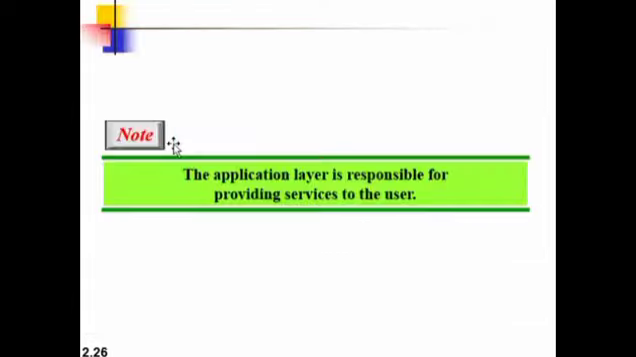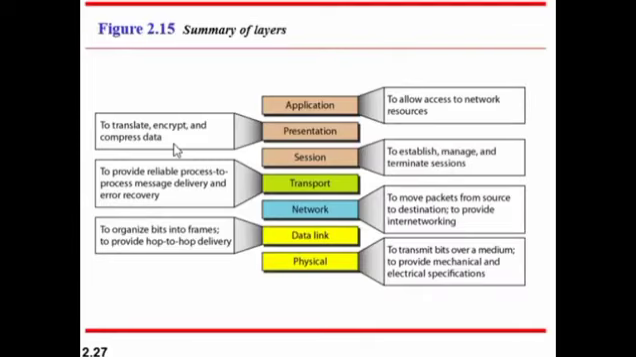So this is the summary of the functions of all the layers, we should say. The application layer allows access to network resources, right? So it provides some resources to the user. The presentation layer is used to translate, encrypt, and compress the data. The session layer is used to establish, manage, and terminate the sessions. The transport layer provides reliable message delivery and error recovery from source to destination, or process to process.